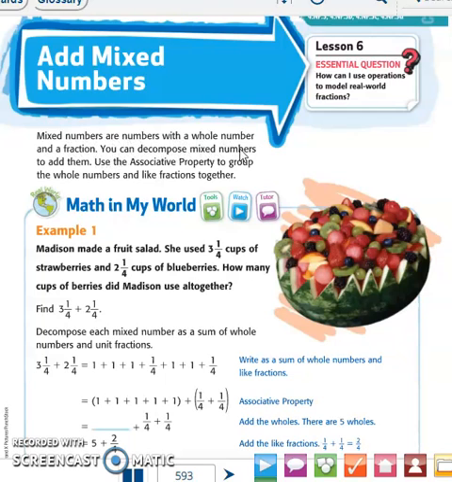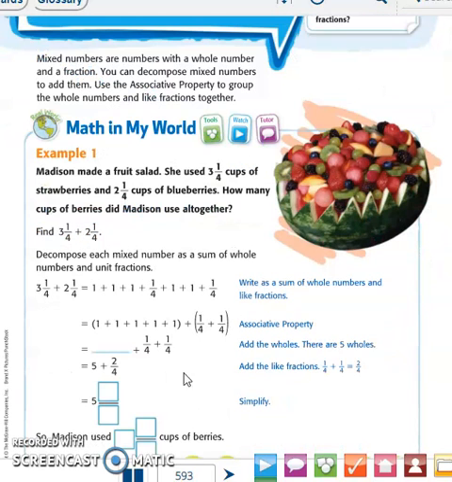You can decompose mixed numbers to add them. Use the associative property to group the whole numbers and like fractions together. And we'll see how they've done that here. Madison made a fruit salad. She used 3 1/4 cups of strawberries and 2 1/4 cups of blueberries. How many cups of berries did Madison use altogether? So we're taking the 3 1/4 and 2 1/4 and finding the sum.